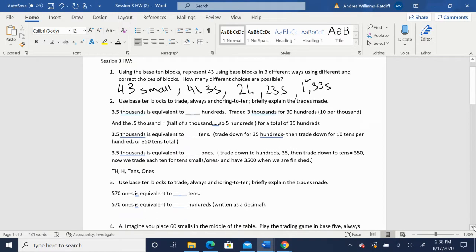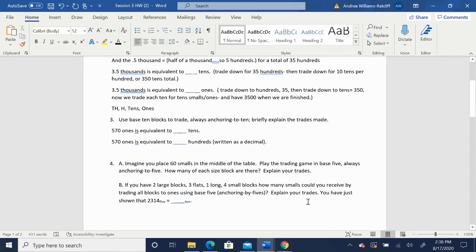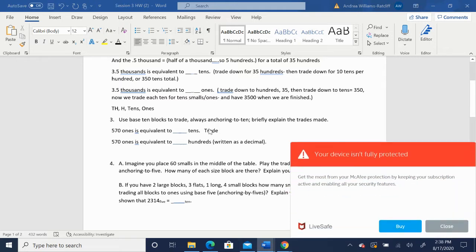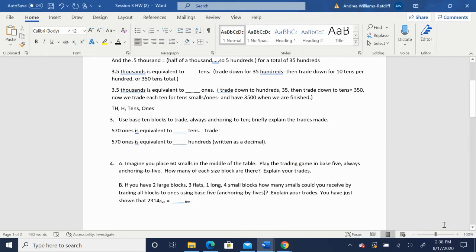Right, using base 10 blocks to trade, always anchoring to 10, explain the trades made. Okay, so 571 is equivalent to how many tens? So we would trade. If we have 571, we're going to trade our smalls for longs. Okay, so we're going to trade 10 smalls for 1 long. Okay, and we're going to do that 57 times.